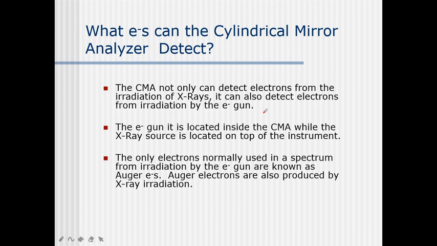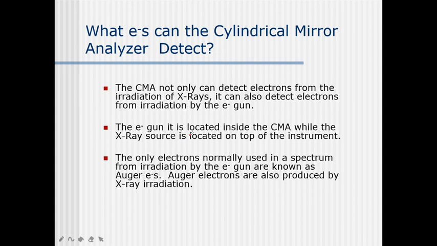Now, what electrons can the cylindrical mirror analyzer detect? The CMA not only can detect the electrons from the irradiation of X-rays, it can also detect the electrons from the irradiation by the electron gun. Not only from X-rays, the source can also be an electron gun system. The CMA, this particular detector, can analyze both the systems, from X-rays and from the electron gun.